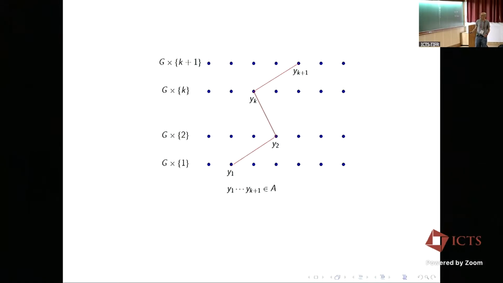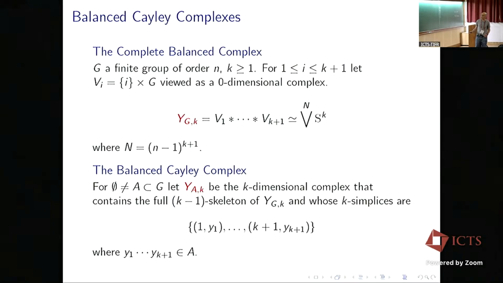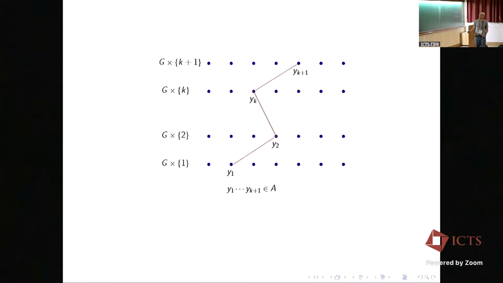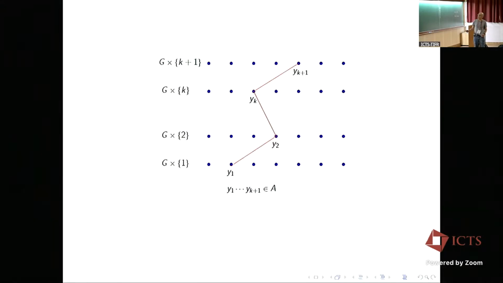Now, for the Cayley complex, the balanced Cayley complex, we have a subset. This is the generating set, so to speak, A. And we take Y_A^k to be the k-dimensional complex that contains the full (k-1)-skeleton of Y_G^k. And the k-simplices are just y_1 to y_{k+1} whose product in the right order, y_1 to y_{k+1}, belongs to A. So the product has to belong to A. Clearly, if we take any choice of just k of the copies, we can complete it in |A| ways to get a full k-simplex.